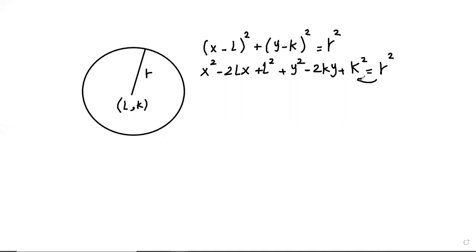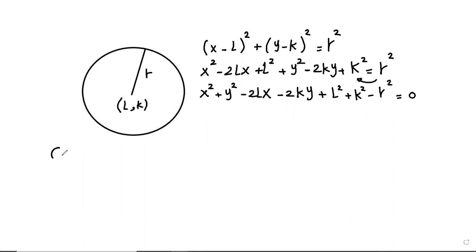Then move r to the other side, it will be x to the power of 2 plus y to the power of 2 minus 2Lx minus 2ky plus L to the power of 2 plus k to the power of 2 minus r to the power of 2 equals what? 0. So from this expanded equation, we can find the center of the circle. If you have the expanded equation, you can find the center.